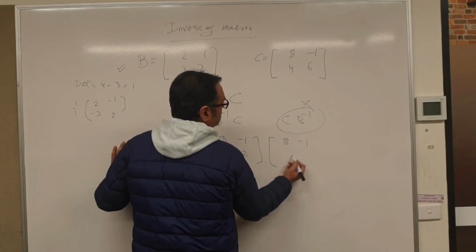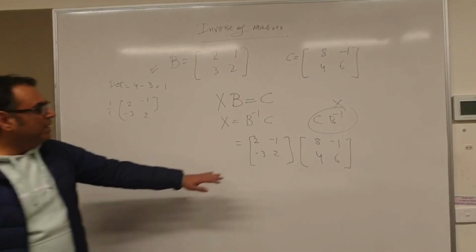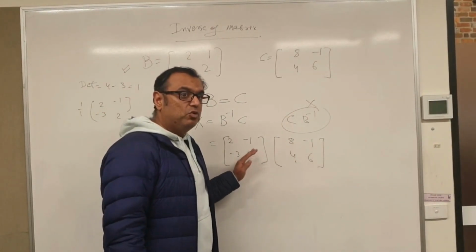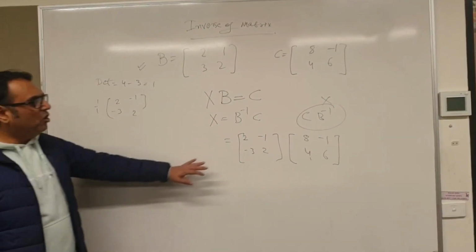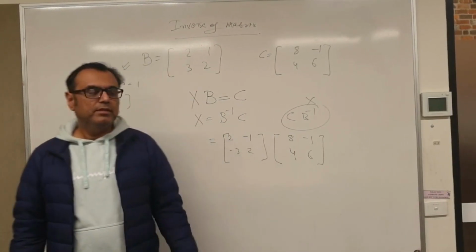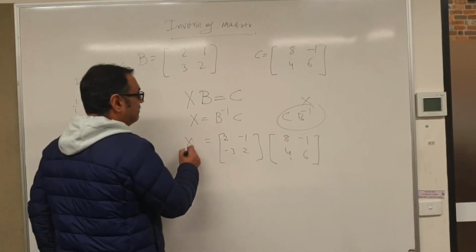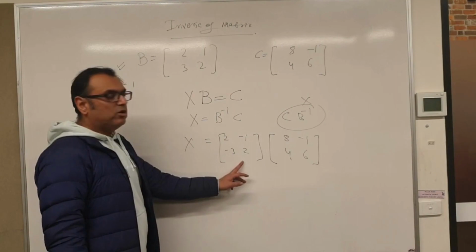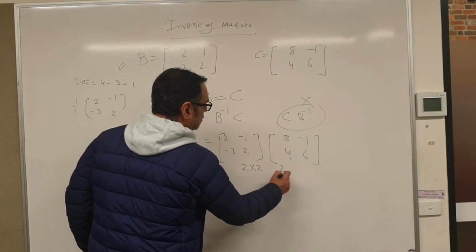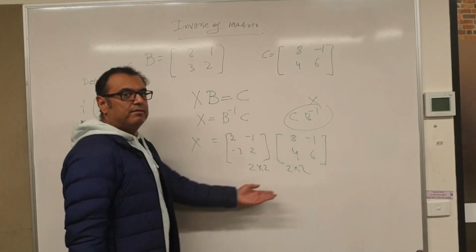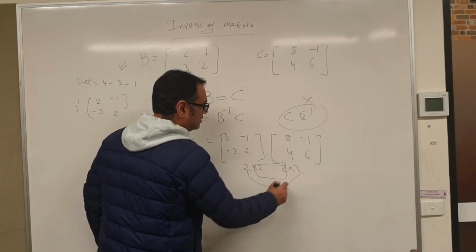8, minus 1, 4, 6. Now if you multiply these two matrices, the way I explained earlier, you finally get the X matrix. What will be the order of the X matrix? Mitch, what will be the order of the X matrix? 2 by 2. What's the order here? 2 by 2. What's the order here finally, when you multiply them? 2 by 2. Awesome. Because they're equal, that's the order.